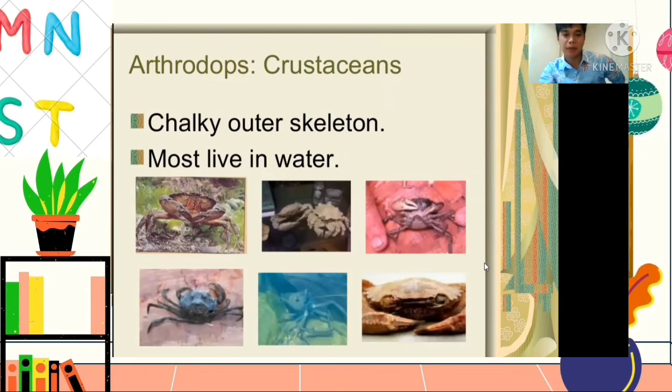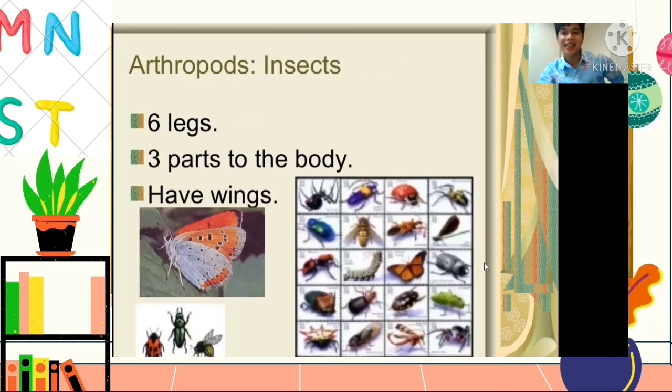Here are the examples below of crustaceans, such as crab. Next is insects. Insects have six legs, three parts to the body, and wings. As you can see, here are the pictures below, examples of insects that have six legs, three parts to the body, and wings, including the butterfly.